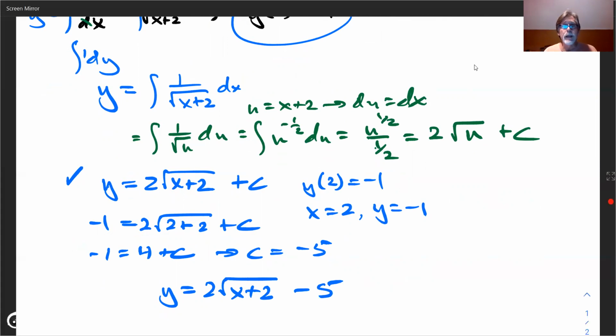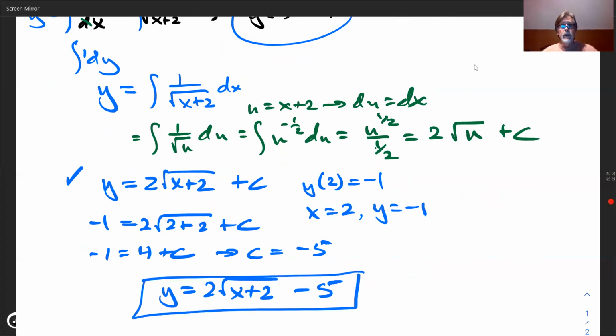I want to emphasize that once you find c, don't stop. You want to say, there's my particular solution given all the information they gave us. That's pretty much the homework here. It's pretty cool to use old skills to get here before we learn some of the new stuff.